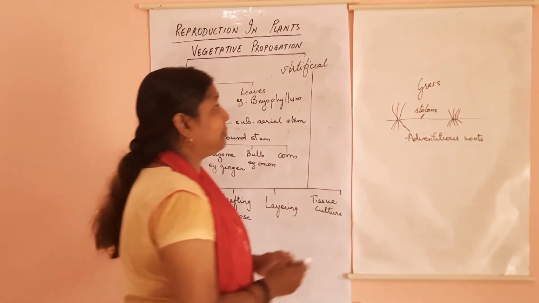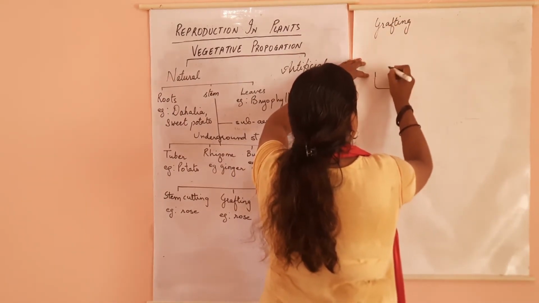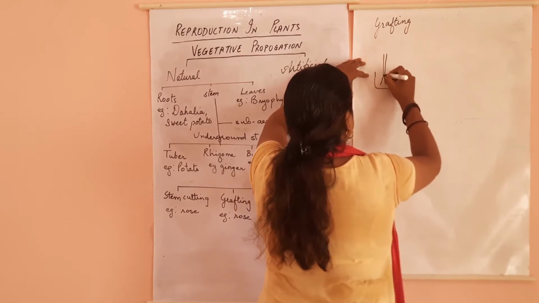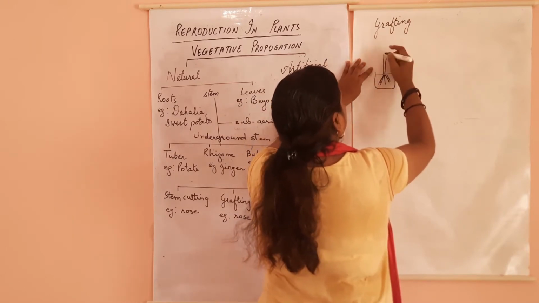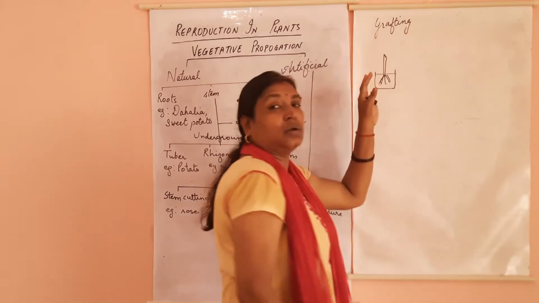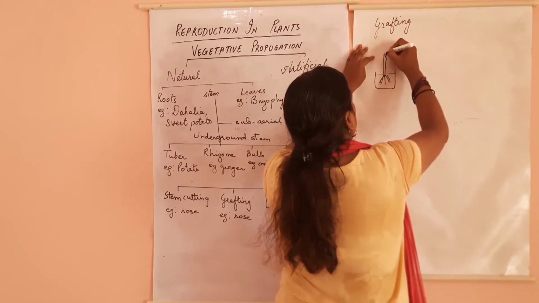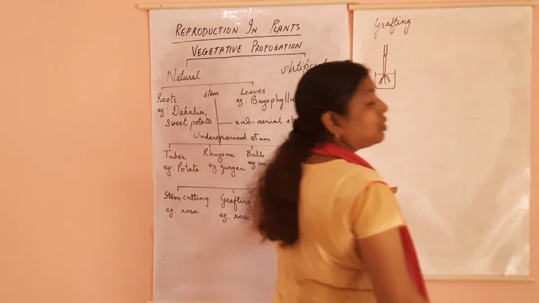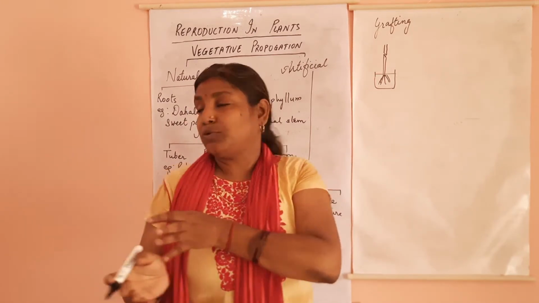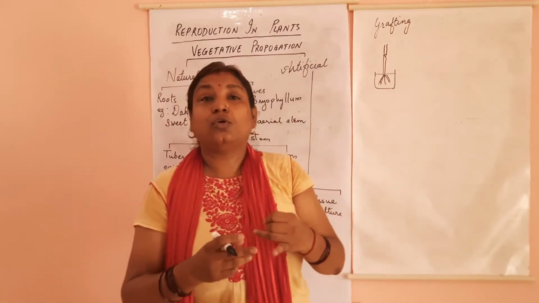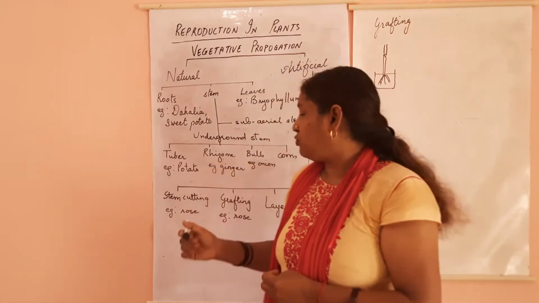So in grafting what happens? A stalk is taken, that is your potted plant is taken with the root system. And then it is cut vertically. The stalk is cut vertically and the shoot part, whichever variety of plant I need. Suppose I have to grow yellow, red, pink and white, all four types of roses on the same plant. So I will go for grafting.